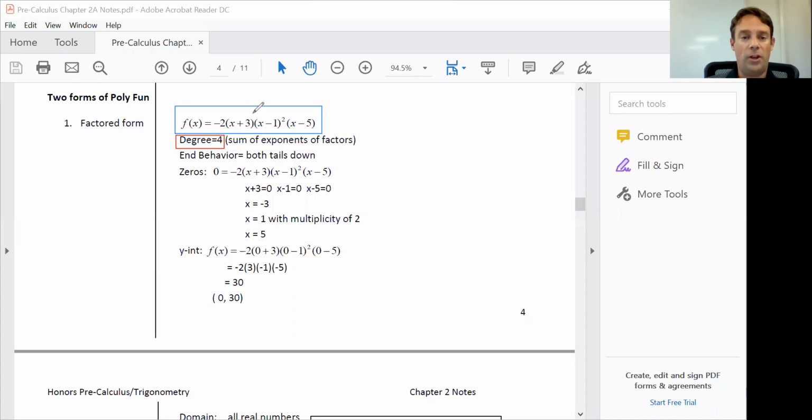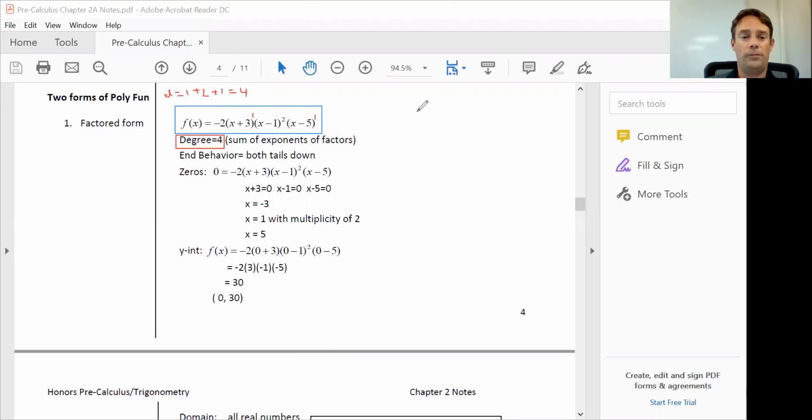Well, if it doesn't have any exponents, we make them 1. And if we add up all those exponents, I have 1 plus 1 plus 2 plus 1. I have 3 exponents, and they add up to 4. So therefore, the degree is 4.